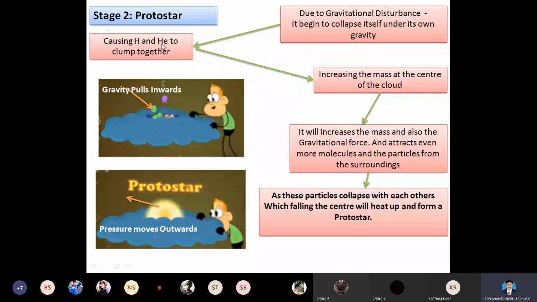is that helium and hydrogen clump together. Actually, they attract each other. When these two particles clump together with the dust particles, the mass increases. When the mass tends to increase, the internal pressure also increases automatically. This internal pressure in turn makes the center core a hot medium. That hottest form of the medium is called the protostar.